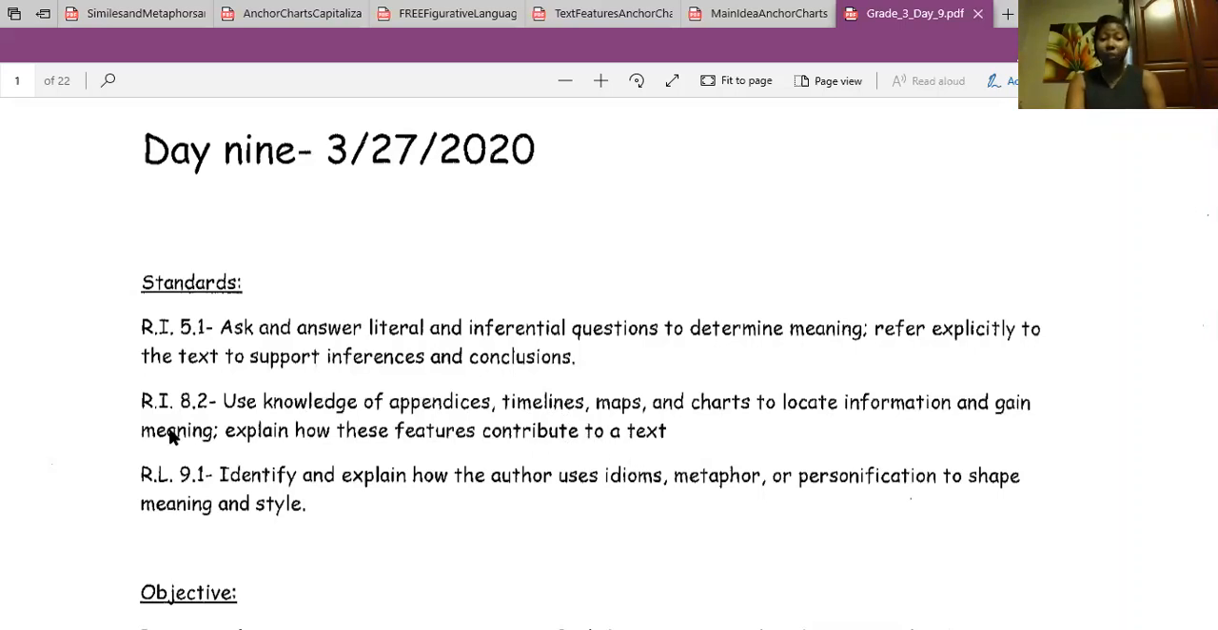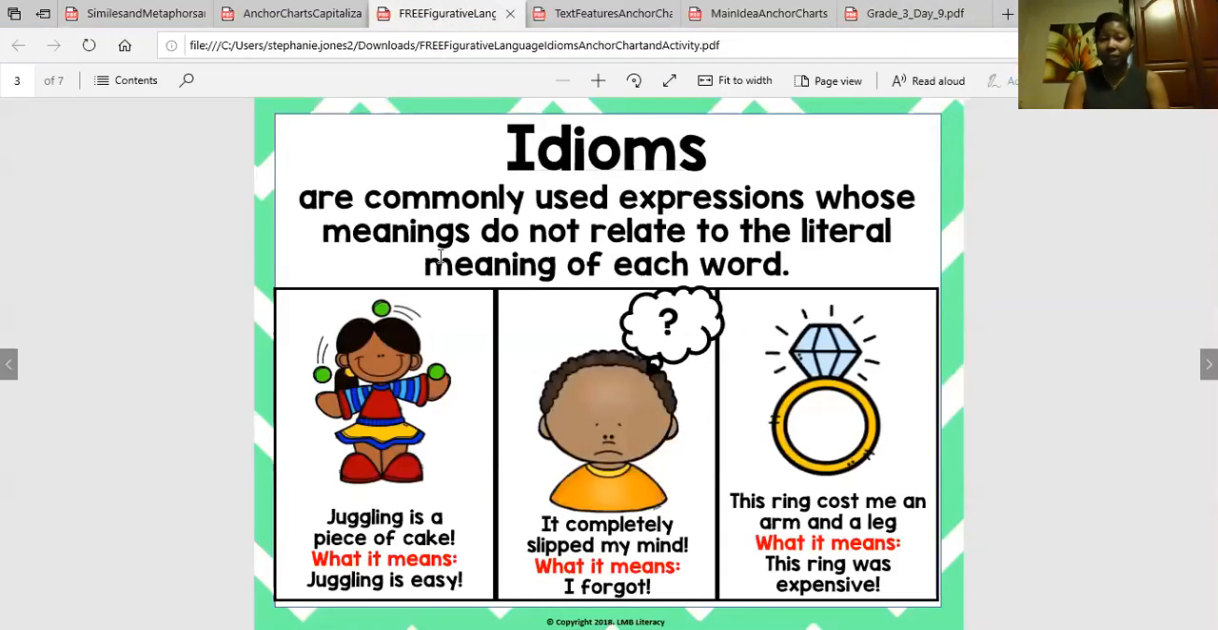And lastly, the standard we're touching on is R.L.9.1. Identify and explain how the author uses idioms, metaphor, or personification to shape meaning and style. Here's a little review about what an idiom is. Idioms are commonly used expressions whose meanings do not relate to the literal meaning of each word. Well, we just discussed that literal means exactly what it says. So an idiom is an expression whose meaning does not mean exactly what it says.